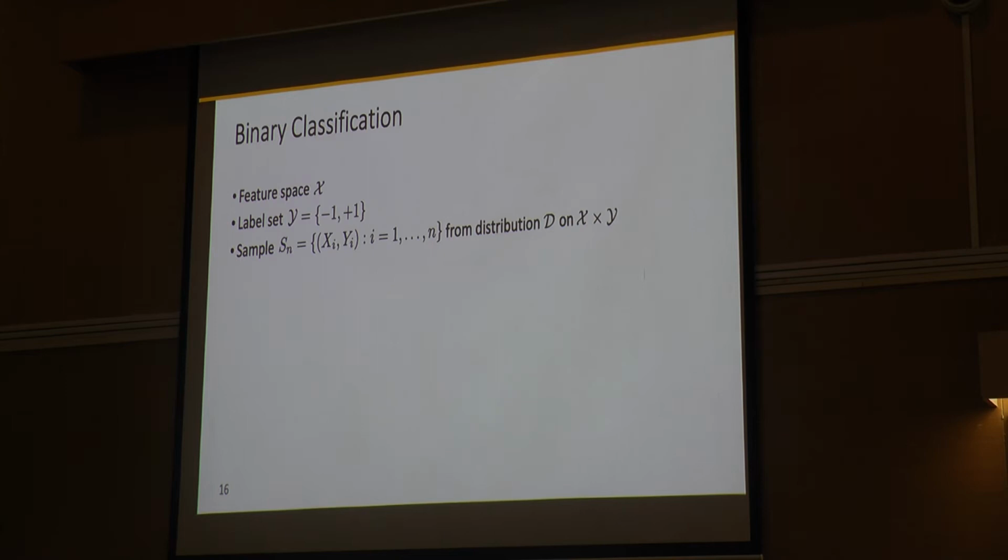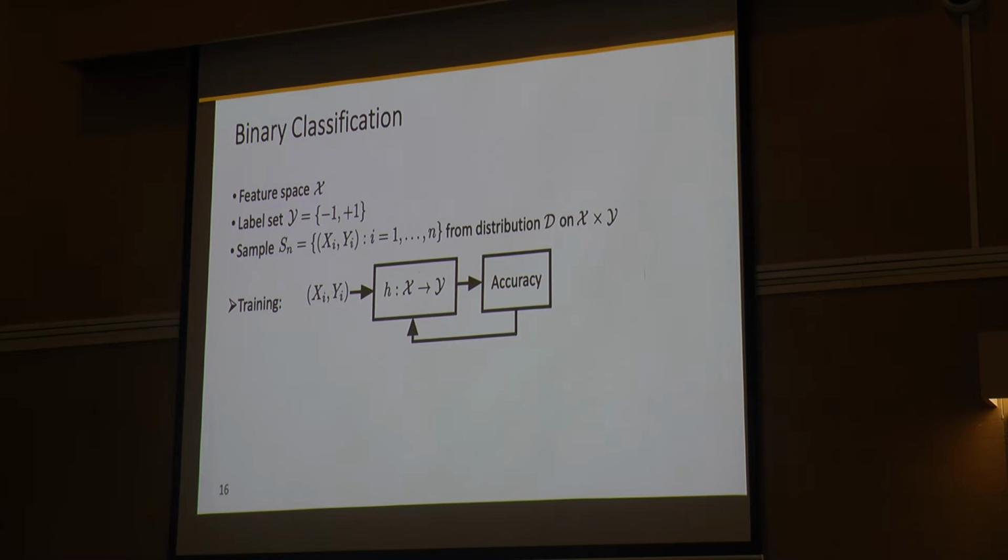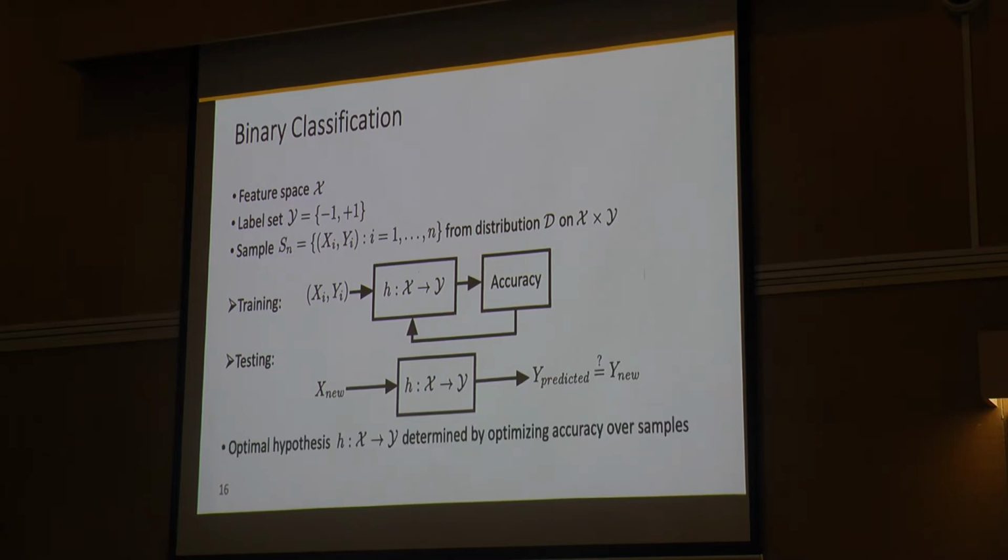So your sample is a bunch of n samples of (xi, yi), and there's a distribution D on (x, y). The goal of training is to learn an algorithm H that, when given (xi, yi), is going to maximize some measure of accuracy, such that when you get a new sample, it predicts something as close or as correct as possible. The optimal hypothesis, it's called hypothesis.